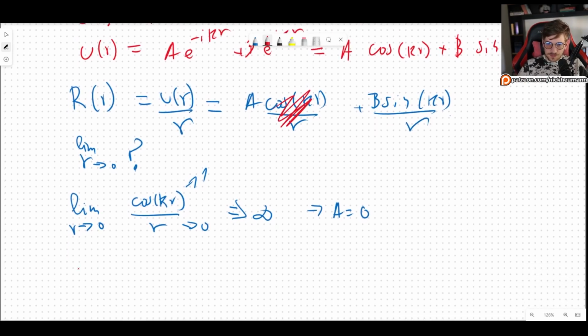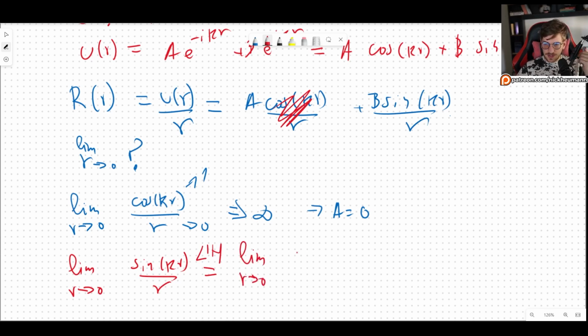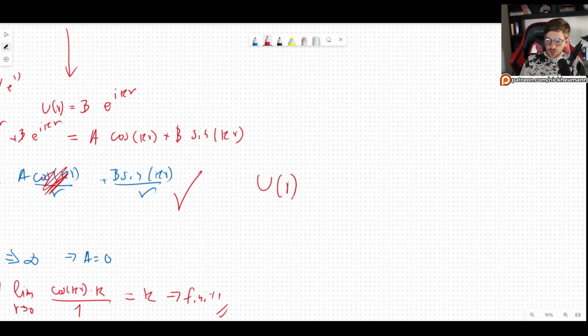What about the second term? In the limit where r goes to 0 of sine(kr) over r, sine goes to 0 and r goes to 0, so let's apply L'Hopital's rule. We have the limit as r goes to 0 of the derivatives: cosine(kr) times k, divided by the derivative of r, which is 1. So this is just k. And the point is that this is finite, so this term is not an issue. Good. So for that reason, u(r) is simply going to be B times sine(kr). And this, of course, is inside.